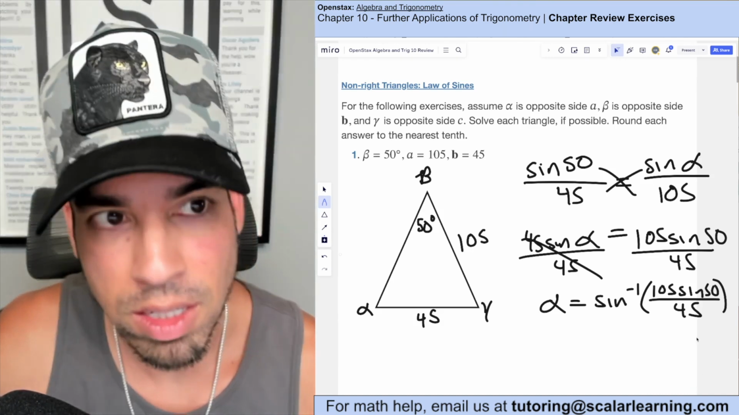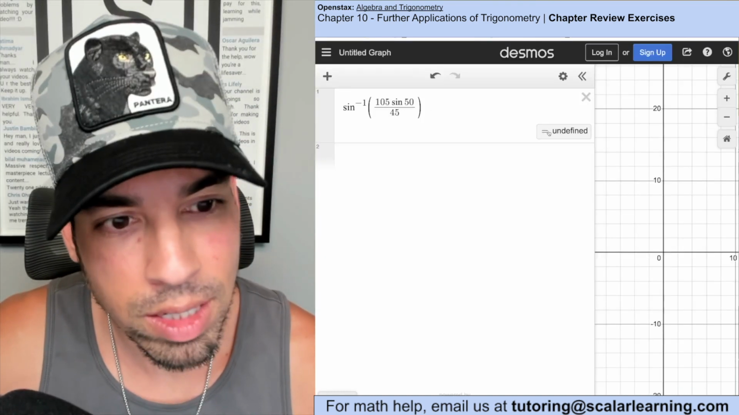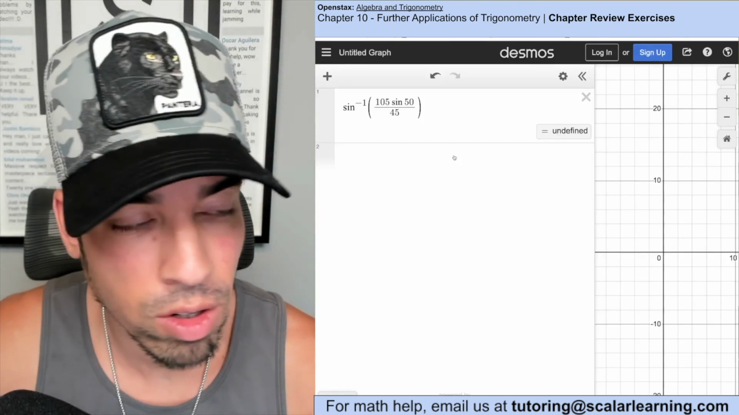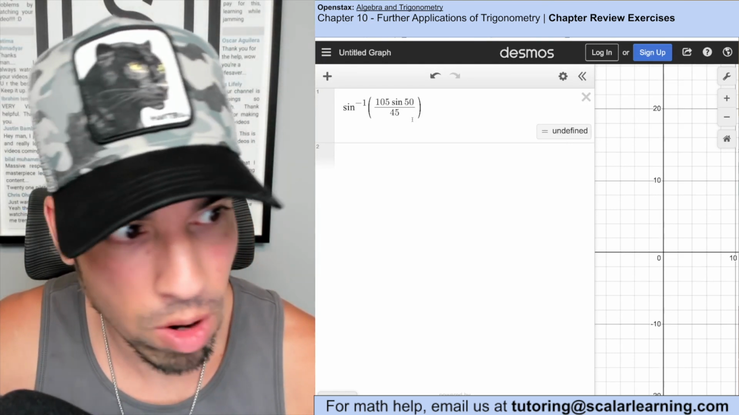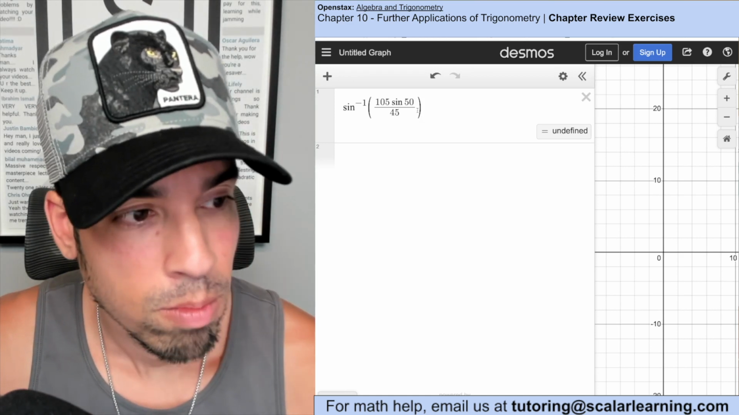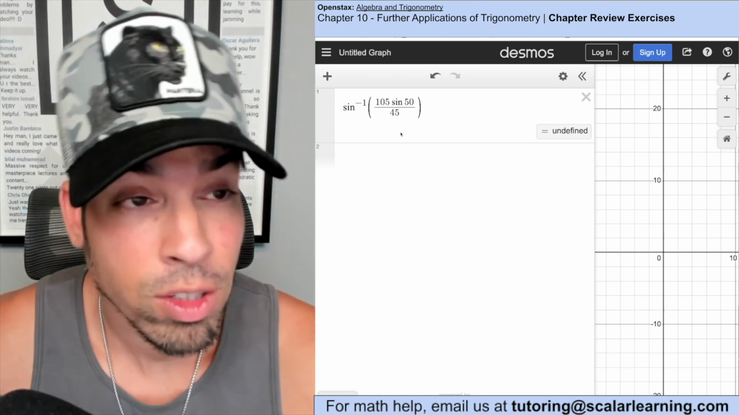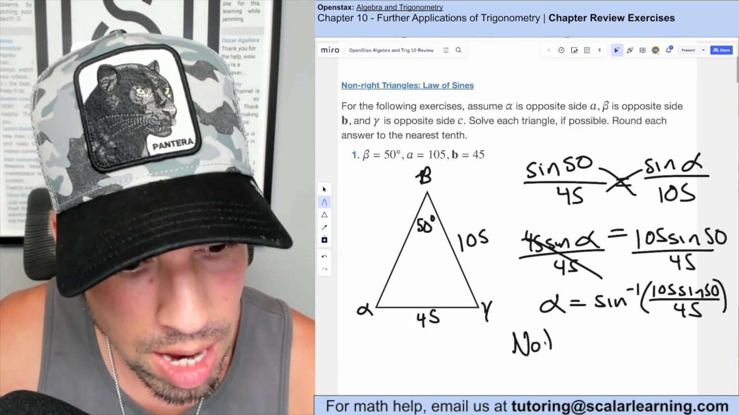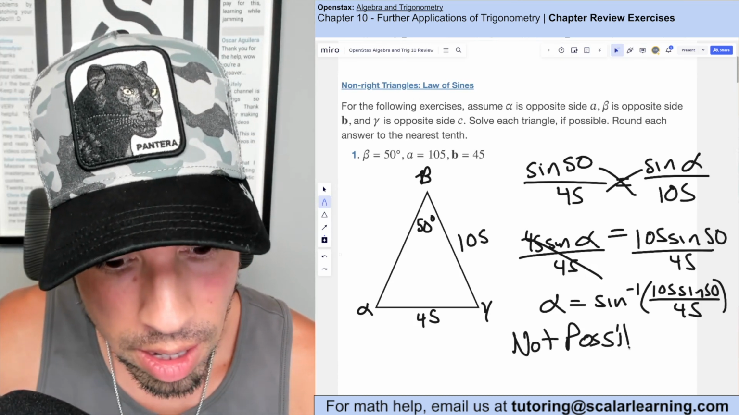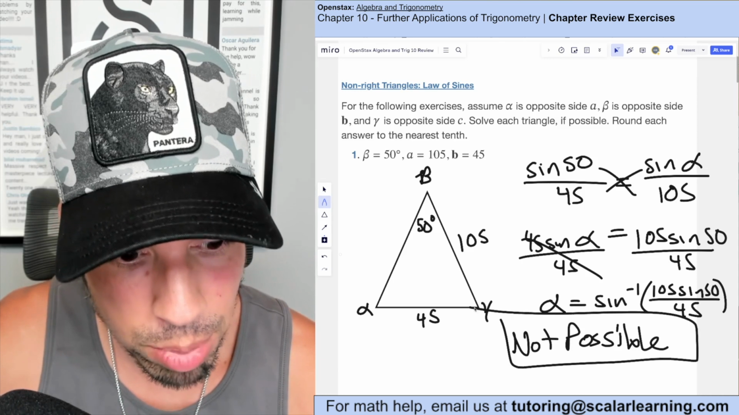So let's plug that into Desmos now. And when we plug it in, we get something that says undefined, okay? So that means that this quantity must be outside the domain of arc sine, meaning it must be below -1 or greater than 1. And so that's undefined, which means that this triangle is therefore not possible, and that is how you do it. Boom, done.